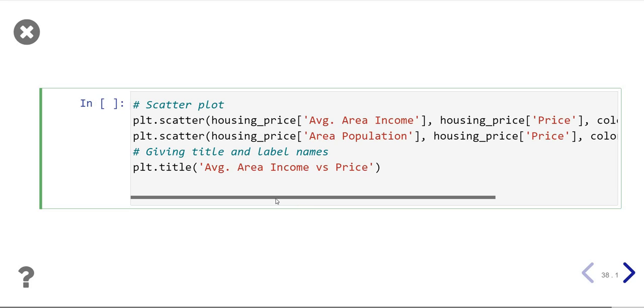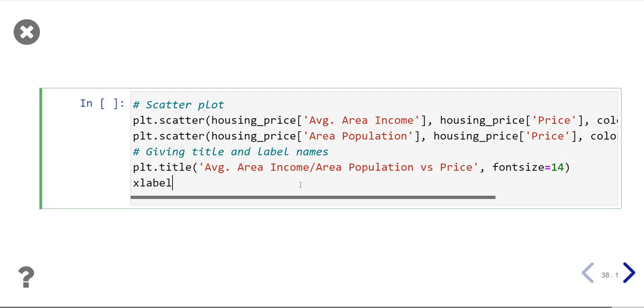This one, because we have two, right? So we can actually put average area slash population versus price. We can also set the font size. So maybe we can put 14 for now.